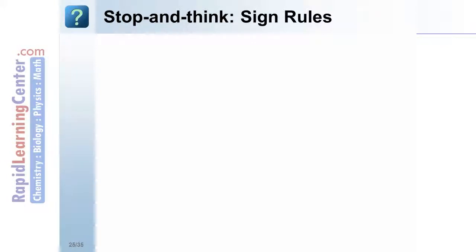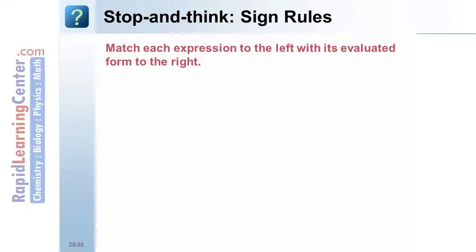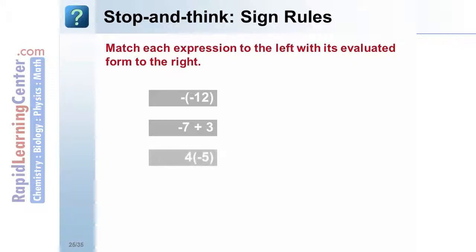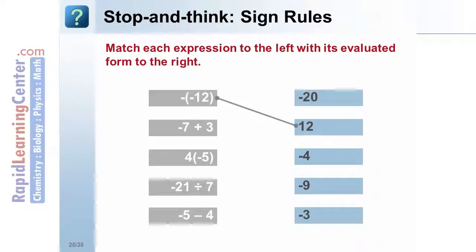Stop and think. Sign rules. Match each expression to the left with its evaluated form to the right. Use the double negative rule to find negative negative 12 equals 12. Use the addition of unlike signs rule to find -7 plus 3 is -4.